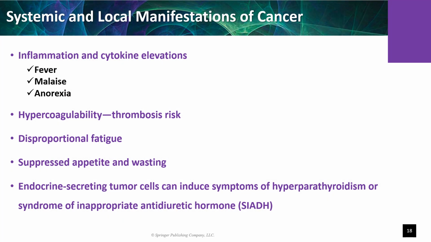Chief among the manifestations of cancer are inflammation with elevated cytokine production that may cause fevers and suppress appetite, while also promoting clotting. Hypercoagulability is also common and accompanies cancer, basically in the early stages.